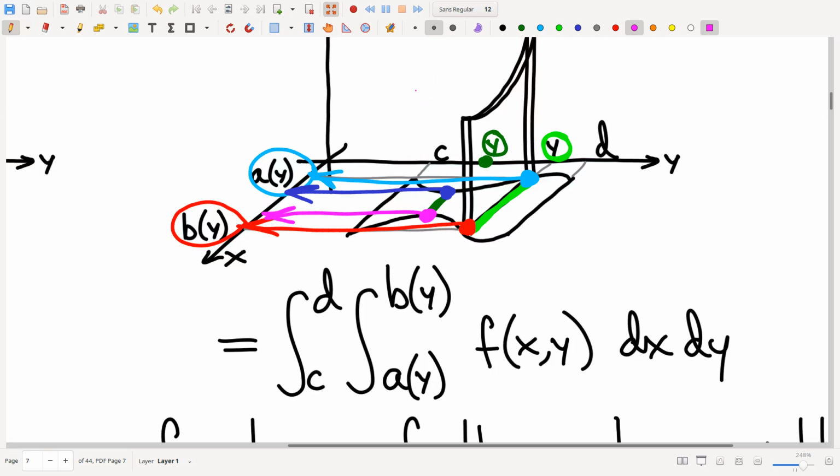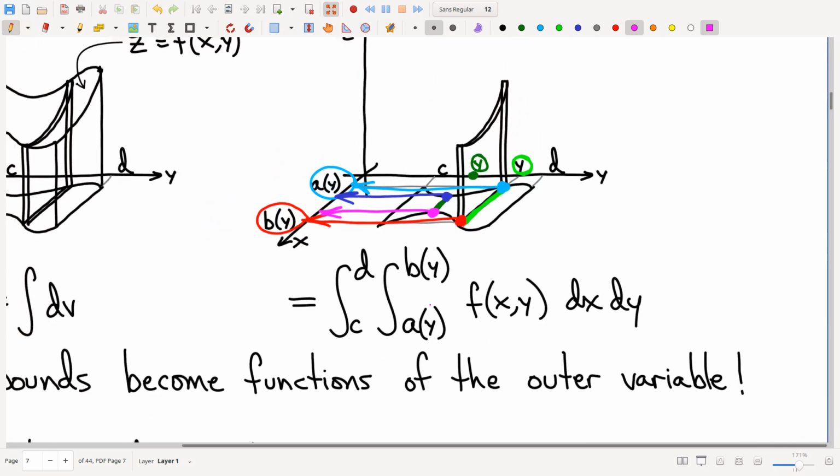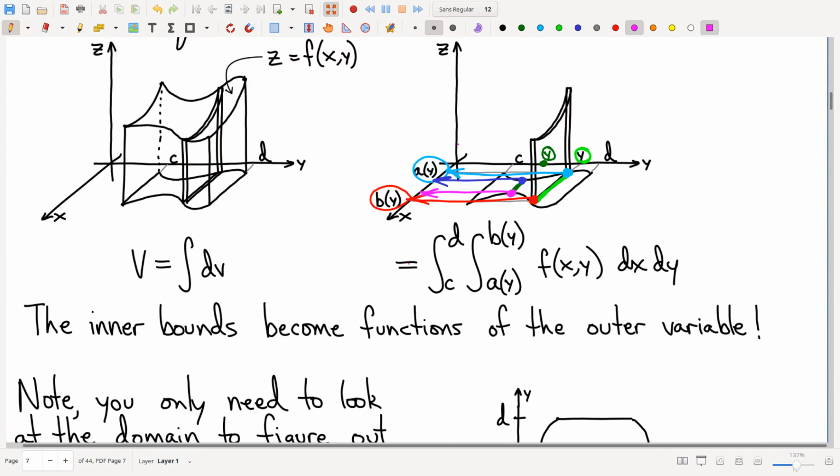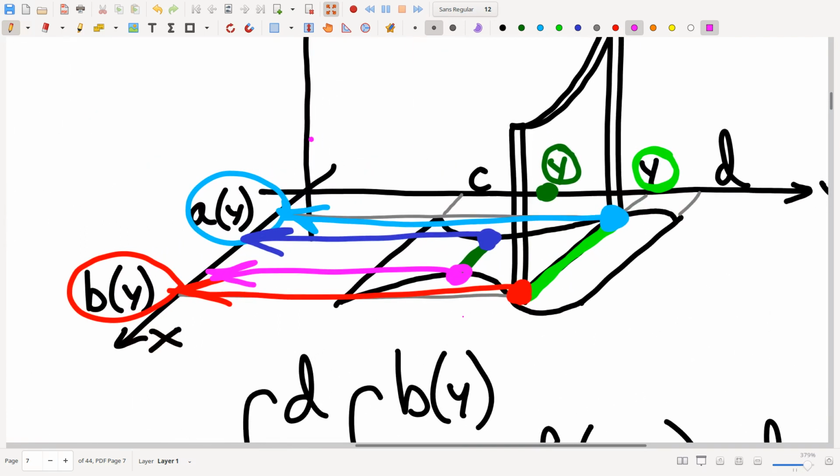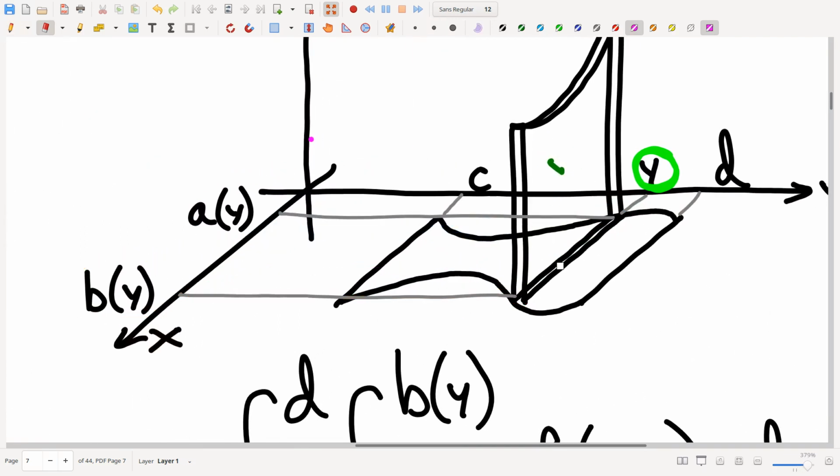Now, here's the thing. How are we going to find those functions? And are we really going to have to draw this three-dimensional picture every single time? And good news, no, we don't. I tell you what I am going to do, though. I'm going to clean this up just a little bit. You know what? Let me just start all over.